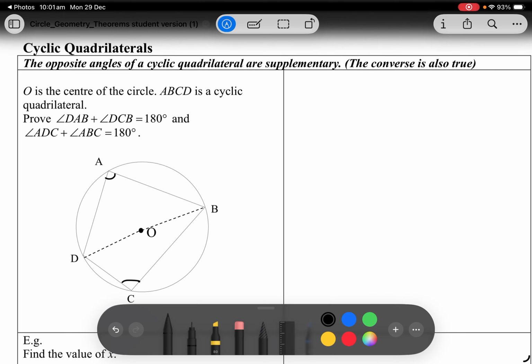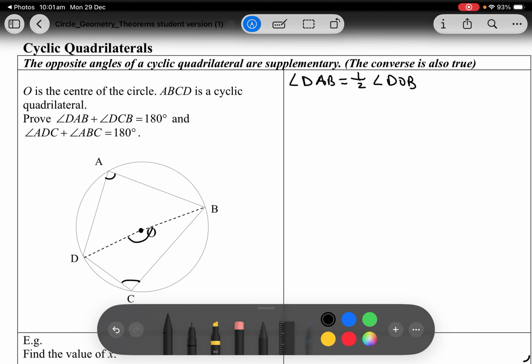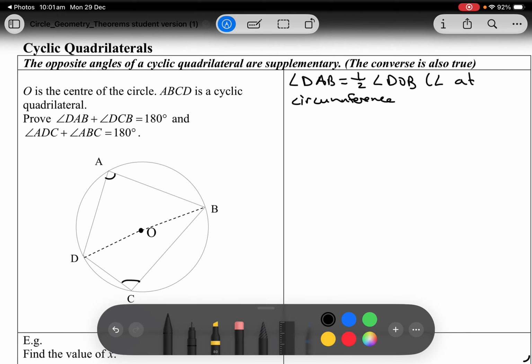So as you can see from here, I've joined OD and OB together, with these dotted lines. Now, we know from a circle theorem that angle DAB equals half of DOB. So it's half of this angle here. And the reason why, if we remember our previous circle theorems, is that the angle at the circumference is half the angle at the center.